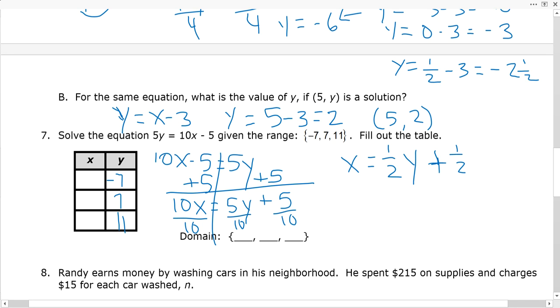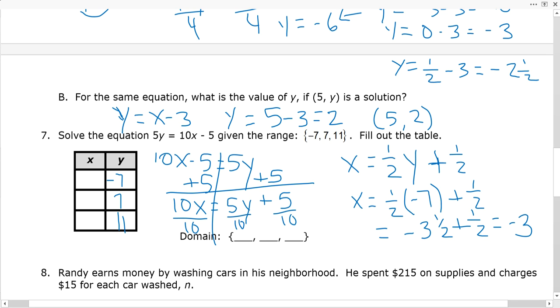So now let's put our y values in. If I have -7, I have x equals 1/2 of -7 plus 1/2. So I'm going to end up with -3.5, which is half of 7, plus 1/2, which is going to be -3. Okay, I'm looking at that going, did I do that right? -3.5 plus 1/2 means my half goes away, and so I have -3. All right, I'm sticking to it.